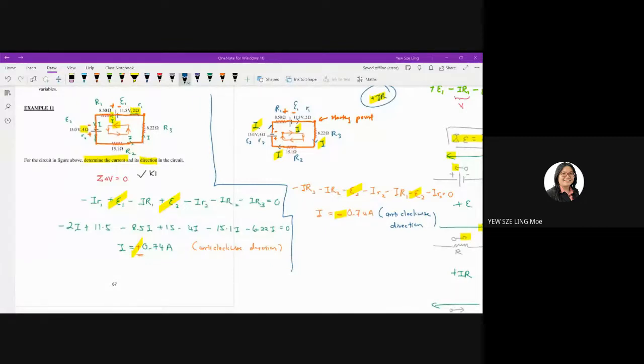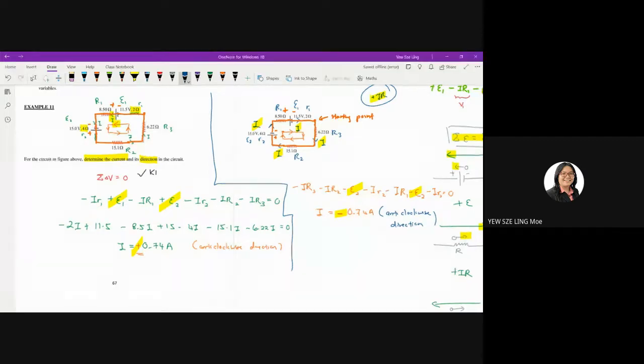Both positive and negative, they are both correct. The only difference is the way you draw the directions for I. Mungkin kamu draw clockwise, kawan kamu draw anti-clockwise. Itu saja. Tak ada masalah pun.